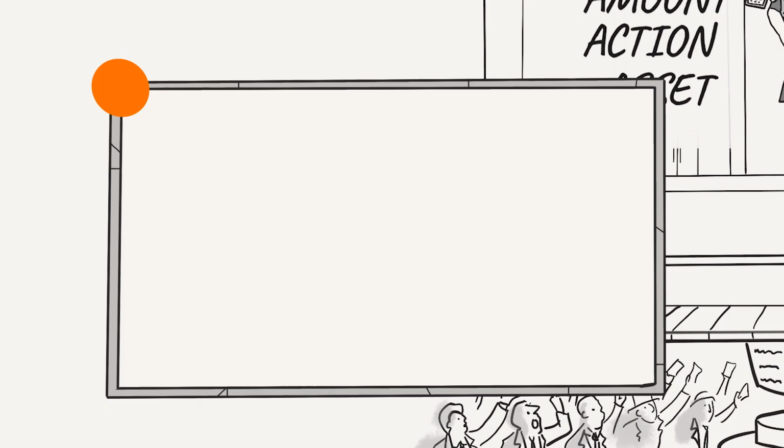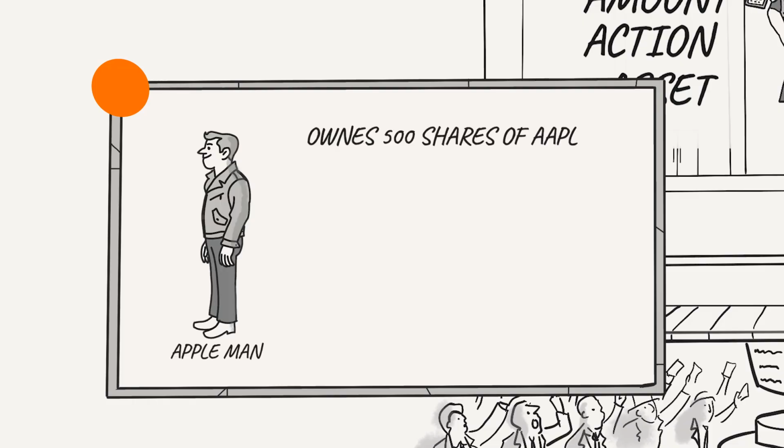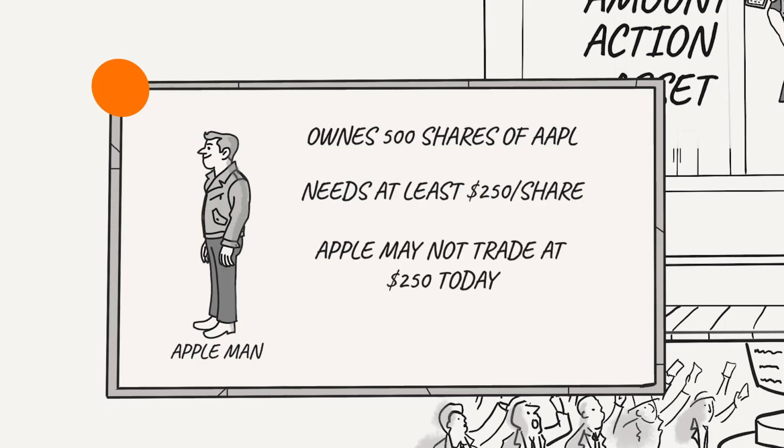The second reason an order may last more than a day, let's say the client wants a specific price. The client says they want to sell 500 shares of Apple, but not for a penny less than $250 per share. Well, Apple may not even trade at $250 all day. So instead of watching Apple tick up and down day by day, you can just put in a GTC order.